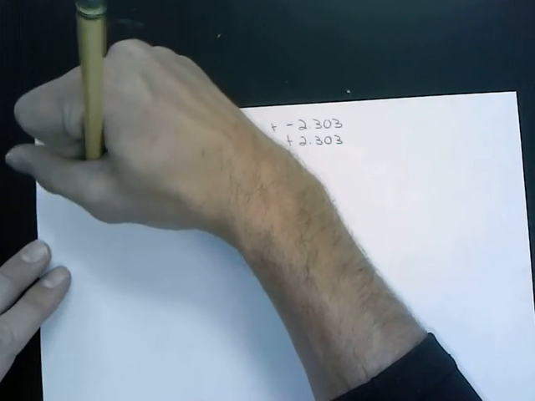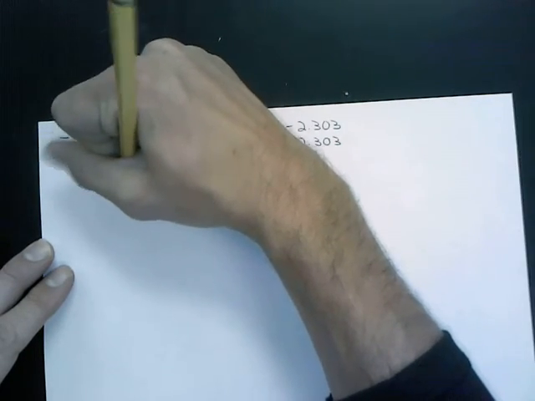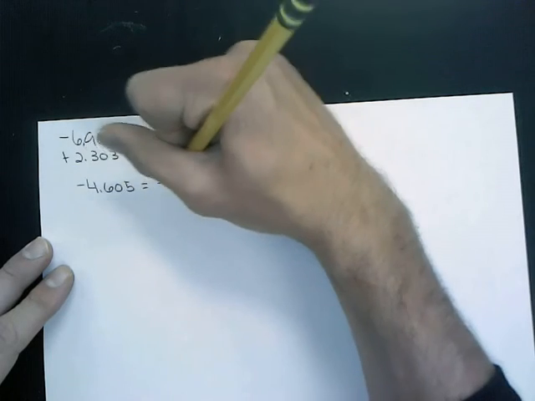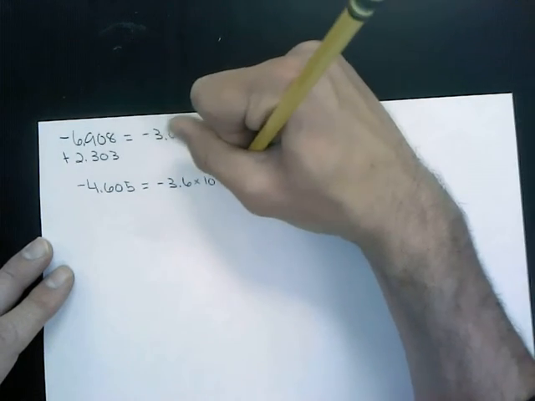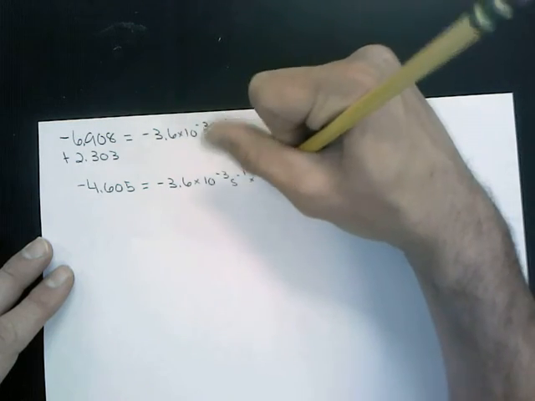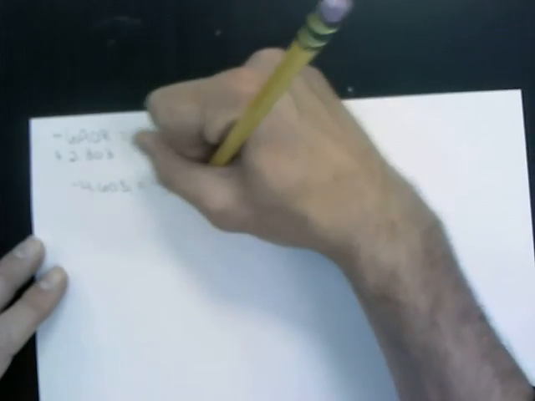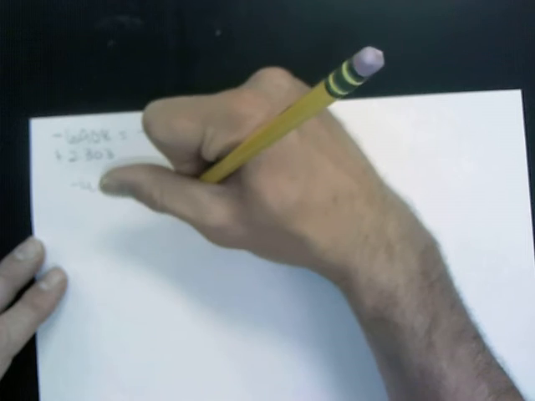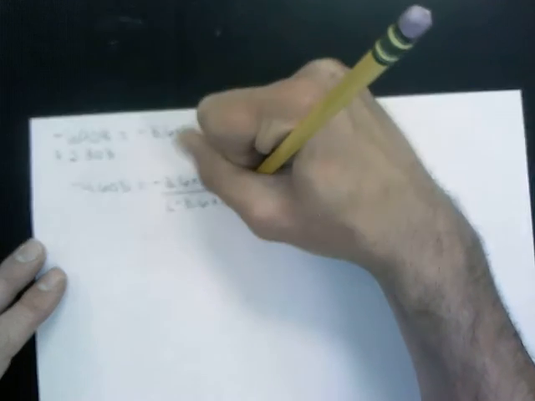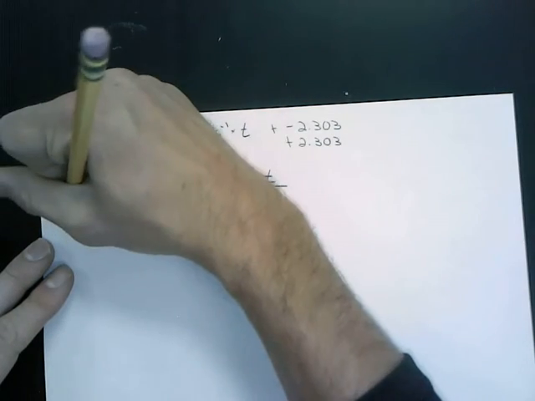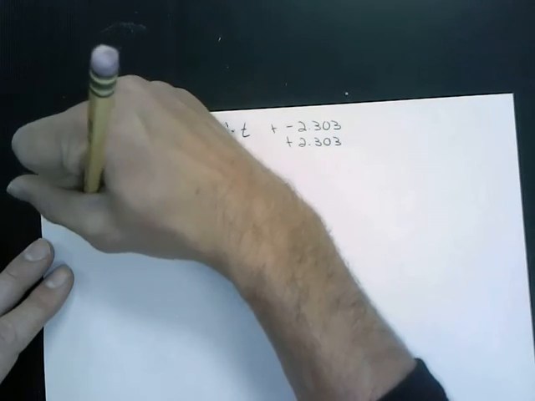So negative 4.605 is equal to negative 3.6 times 10 to the negative third inverse seconds times t. To get t by itself, we divide by whatever it is attached to. So negative 3.6 times 10 to the negative third inverse seconds, and we're going to divide that on both sides.